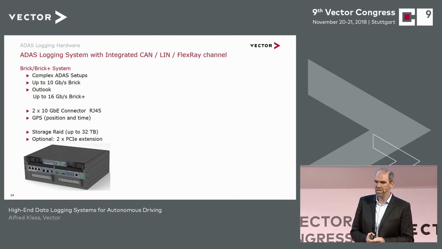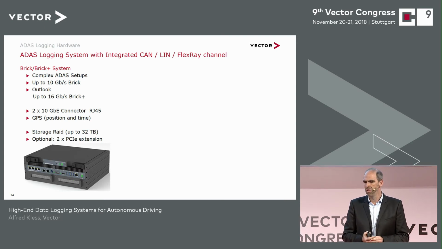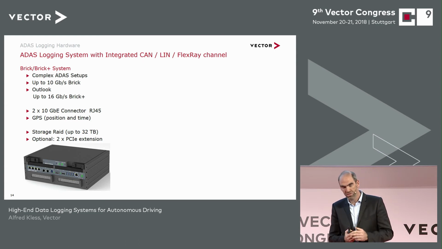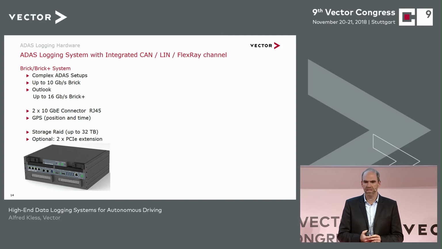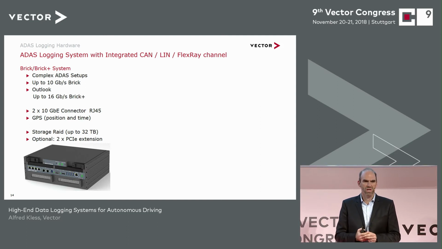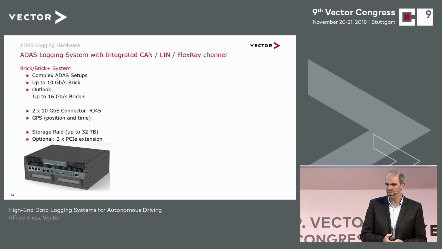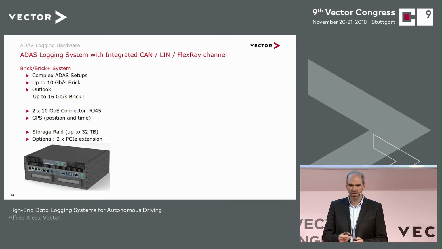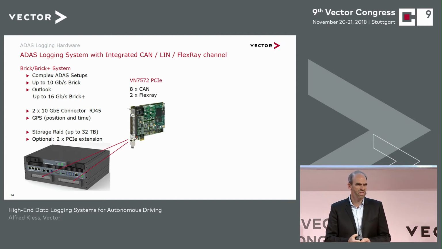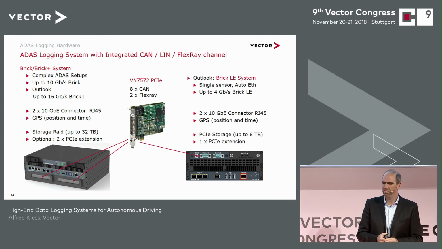Let's take a step on to hardware. The central computer that it all runs on is a brick system. Currently, it can log up to 10 gigabits per second. Very soon, there will be an update to 16 gigabits. So main connection 2 times 10 gigabit lines. So with 1 gigabit Ethernet, I can't get far anymore. And there is a takeout storage rate where I can place up to 32 terabyte disks, and then optional, for example, 2 times PCIe extensions where I can add additional channels.